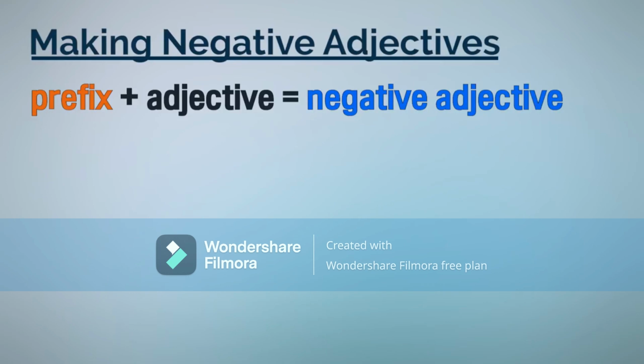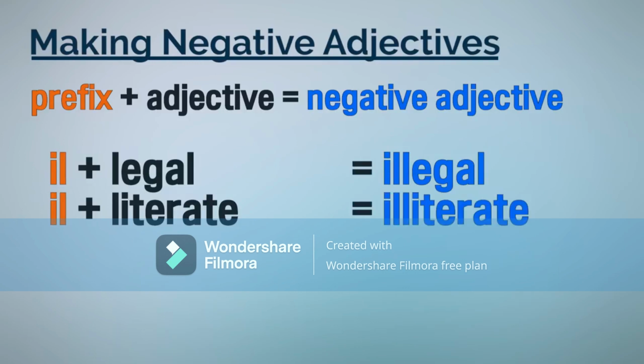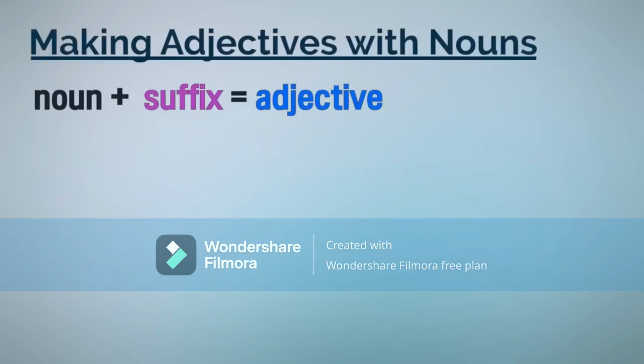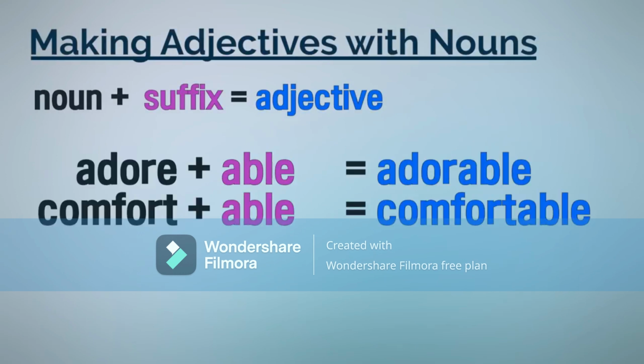And finally, the prefix il, like legal, illegal, literate, illiterate, logical, illogical. We can find a suffix able, like adorable, comfortable.